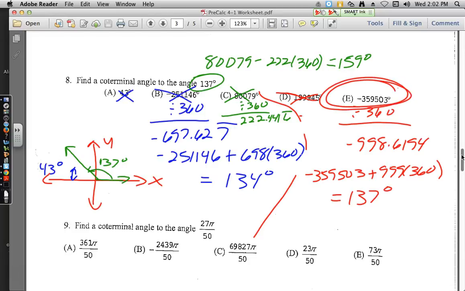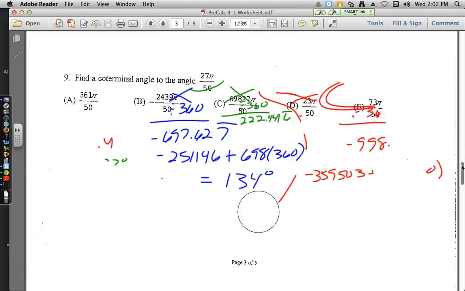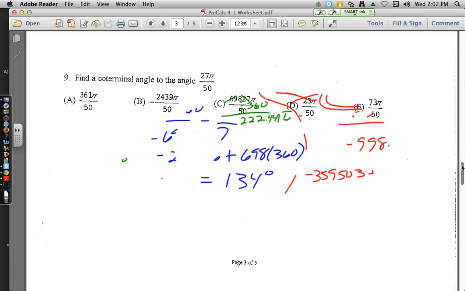So made us wait till last there to get all of those to work. And really that is the way that we need to test these to see whether or not they are going to give us that coterminal angle of 137 degrees. Then, let's see what the next one was that you had on your list.